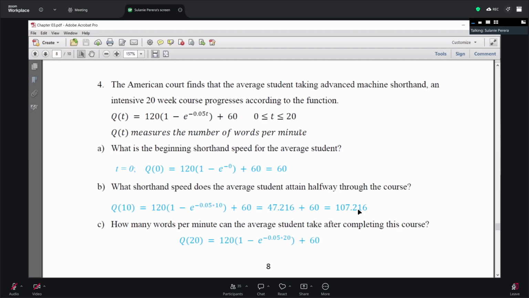So that is, at t equals 0, what is the speed? Then what is the speed halfway through the course? So this is 20 weeks, no? So halfway through, you should know what to substitute. And after completing the course, what is the shorthand speed, or how many words a student can type per minute? So just find these three and give me the answer. Initially, halfway through and at the end of the course.